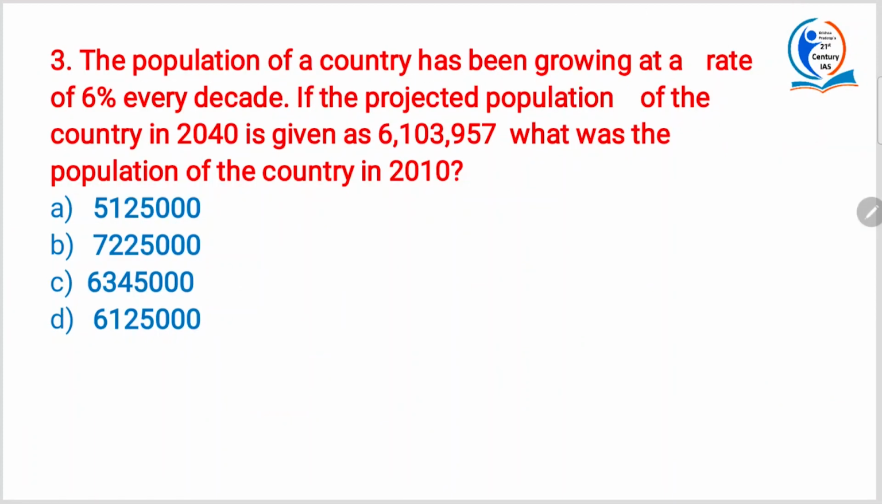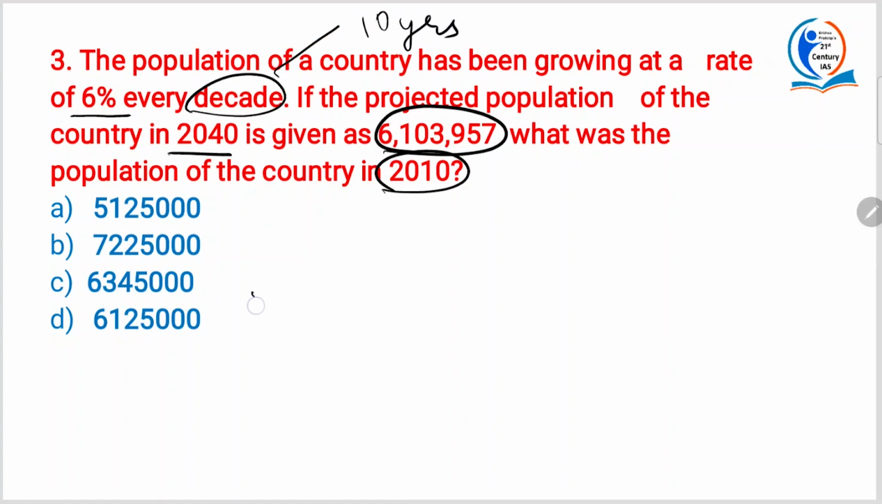83700. The population of a country has been growing at a rate of 6% every decade. If the projected population of the country in 2040 is given as this much, what was the population of the country in 2010? Okay, so decade means 10 years. So in 2040, the population of the country would be this much. In 2010, what was the population in retrospect? That is the question.